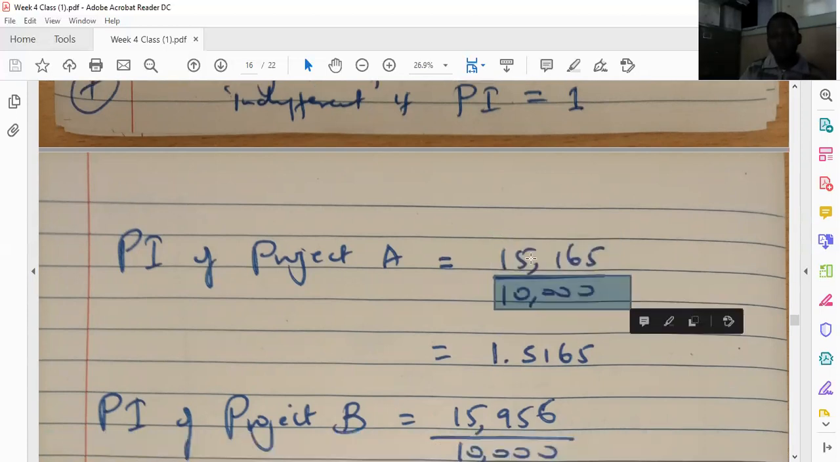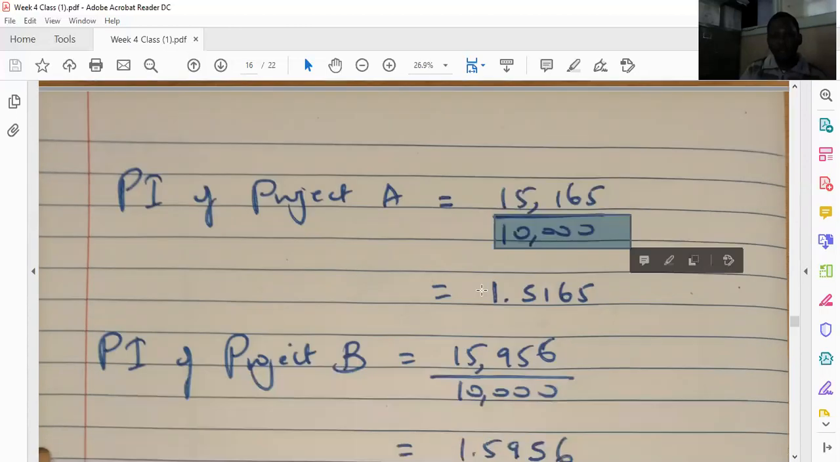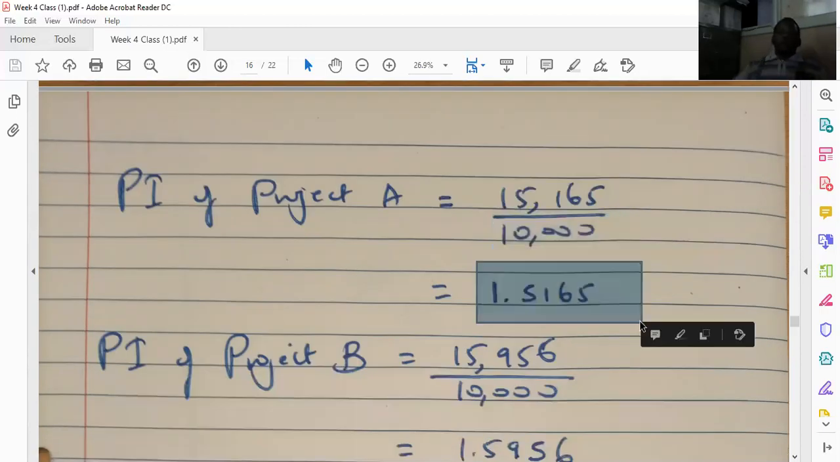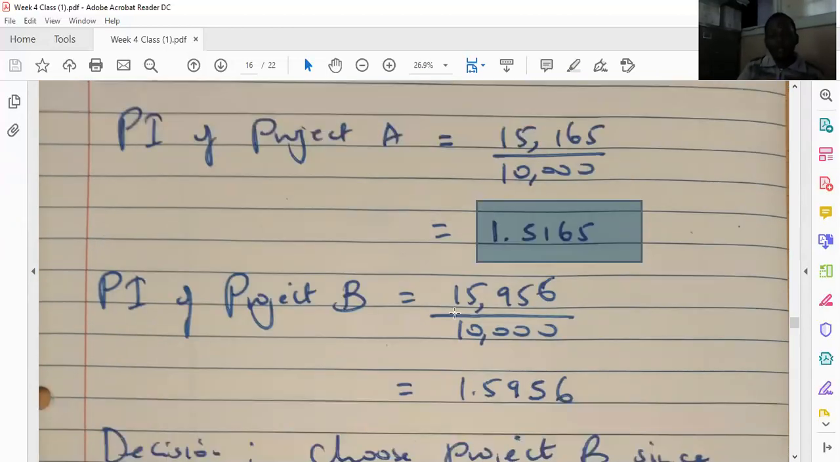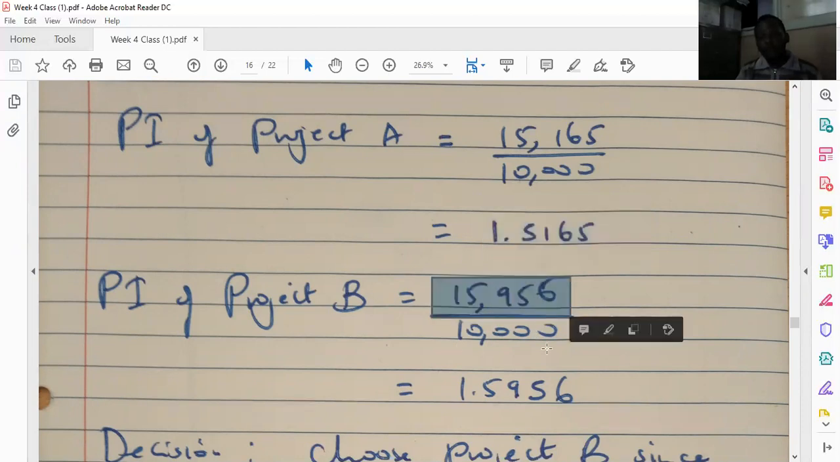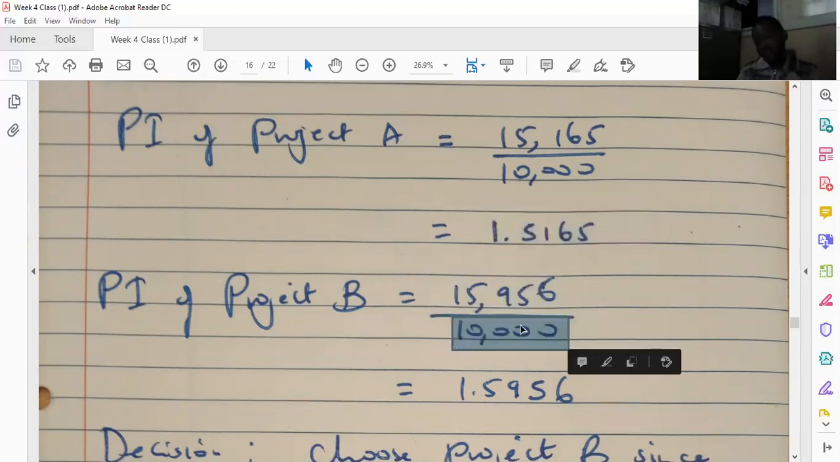So you divide 15,165 by 10,000 shillings, it gives us 1.5165 as the profitability index of project A, sorry. For project B, the profitability index is equal to the 15,956, which is the present value of cash inflow of project B, divided by the present value cash outflow of project B, which is 10,000 shillings still.